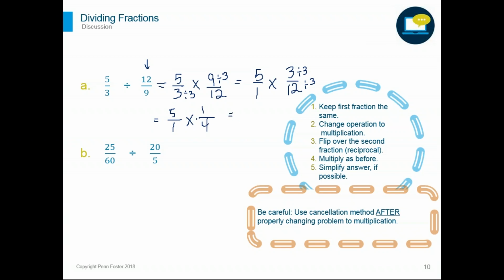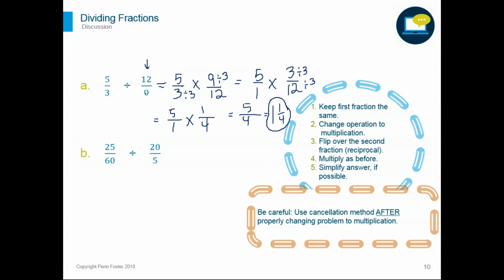Multiply across, 5 times 1 is a 5, and then 1 times 4 is a 4. This is not in simplest form. The quotient has to be in simplest form, so this is equivalent to 1 1/4. And this is the quotient. This is the result that we get when we divide 5/3 divided by 12/9.